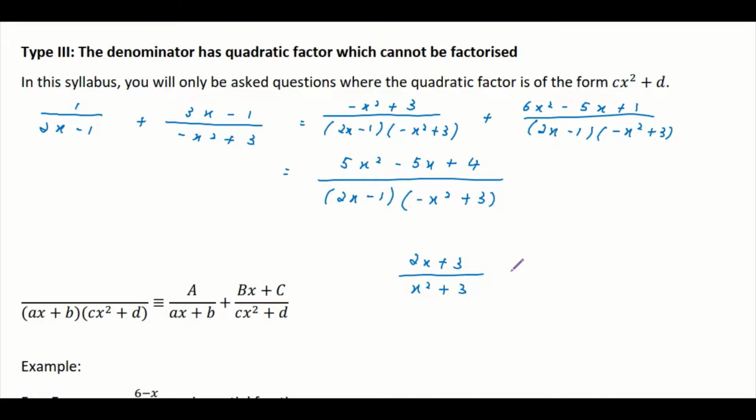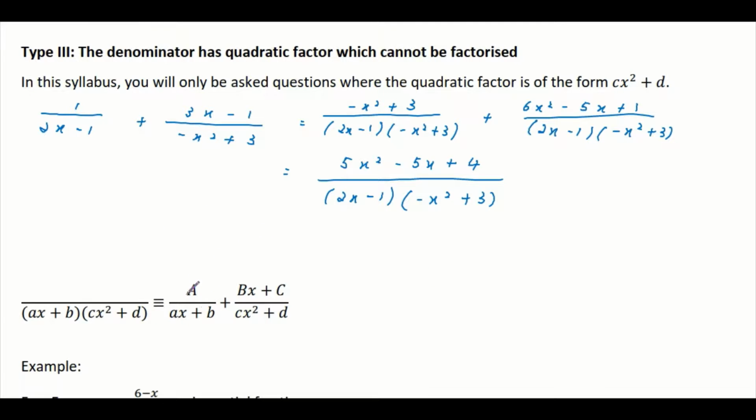You won't have this type of thing because you already know that x squared plus 3 cannot be factorized, so it cannot be made any simpler than this. That's why this type of fraction will come together with another linear factor, so it will always be in this form. There's no point in them giving questions like this. So you can just remember the formula.